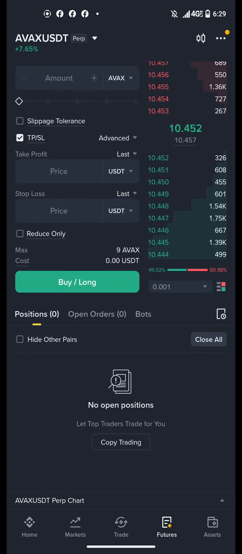On exchange, but I'm using Binance. I will still do it on Bybit and some other exchanges, MEXC and the rest.